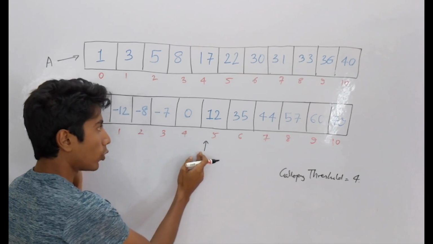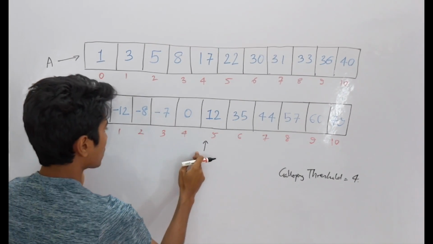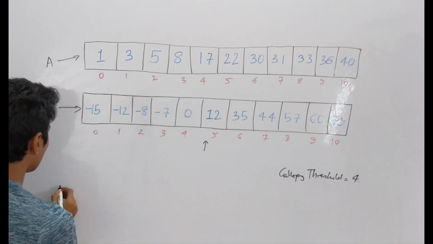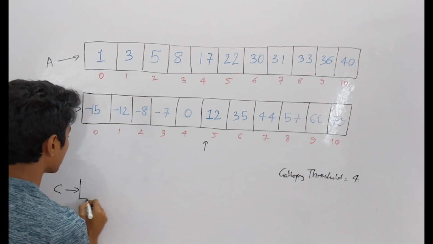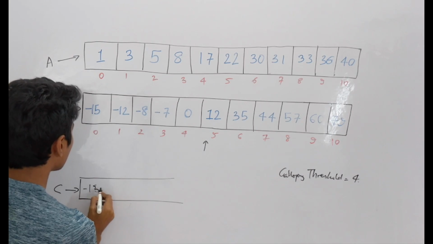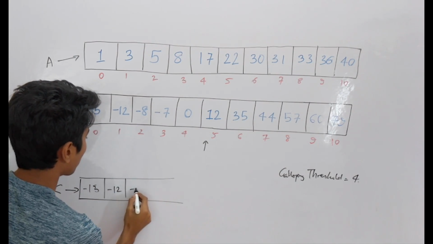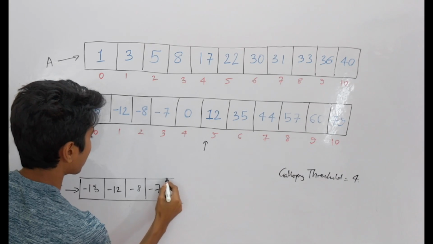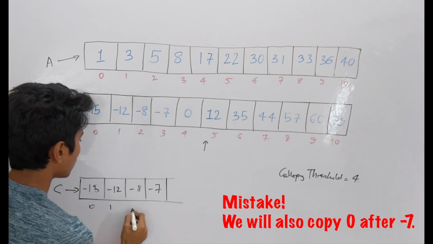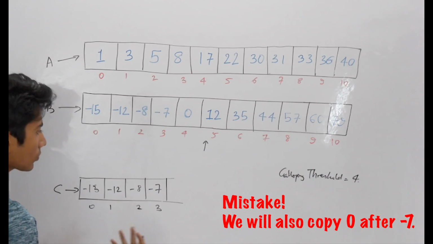Now all elements before this point are definitely smaller than 1, which means that we can just do a System.arraycopy into the resultant array C in this way. Copying -15, copying -12, copying -8, and copying -7. So these are the indexes from 1 to 3, 4 elements.